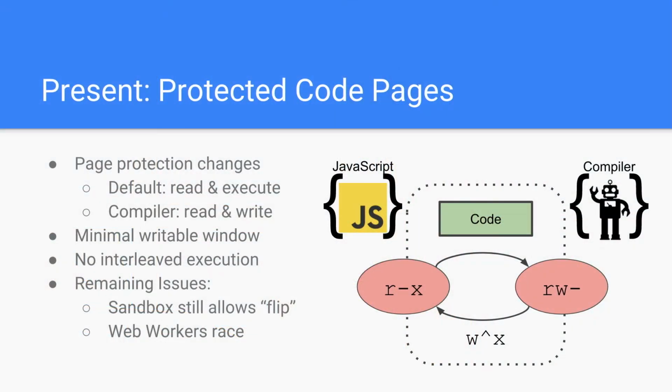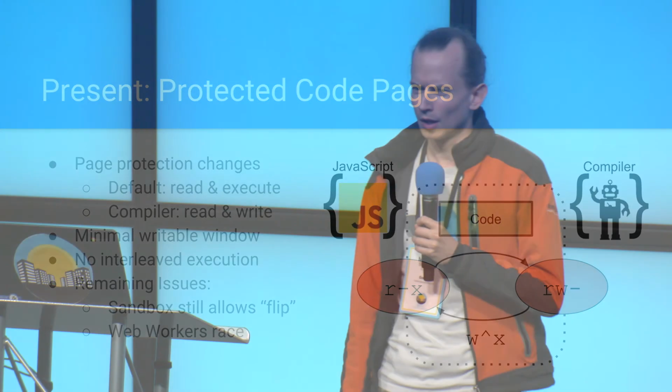However, there are two remaining issues. One is that since we still change the permission bits, the sandbox for the renderer still allows us to flip the permissions, and we would like to avoid this and forbid this completely. Also, web workers still race, so that means JavaScript in one worker might see an unprotected code page in another worker that is currently compiling.